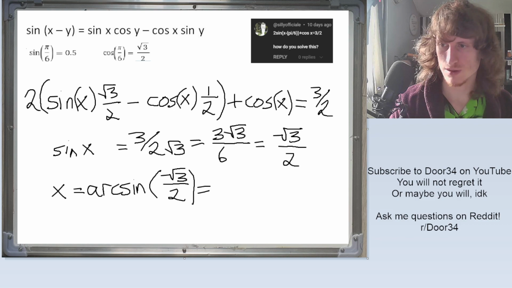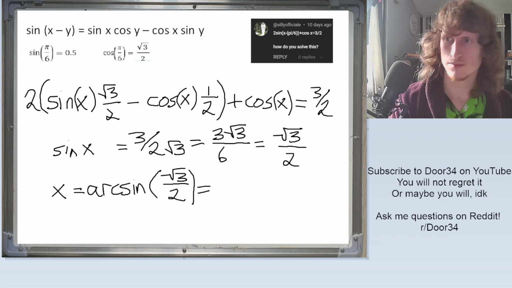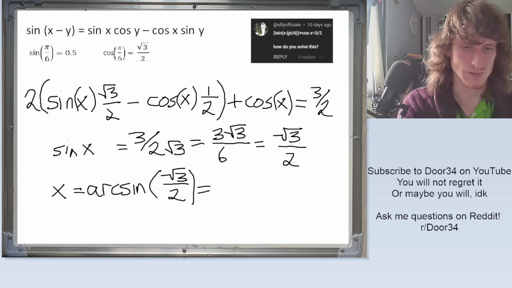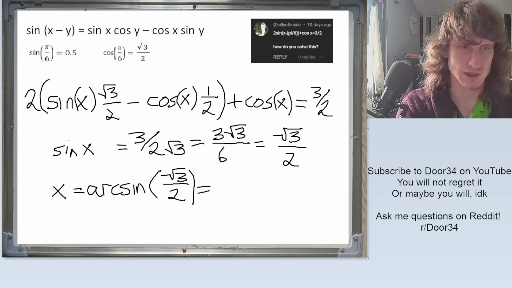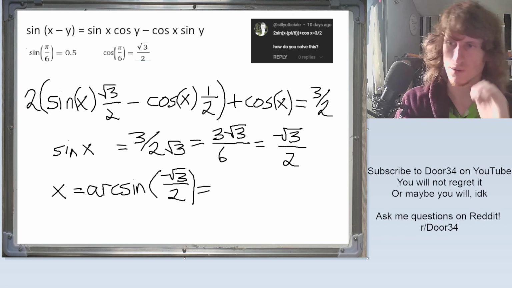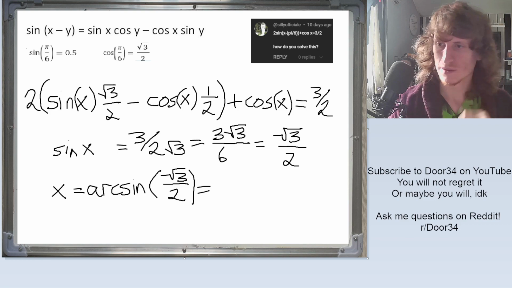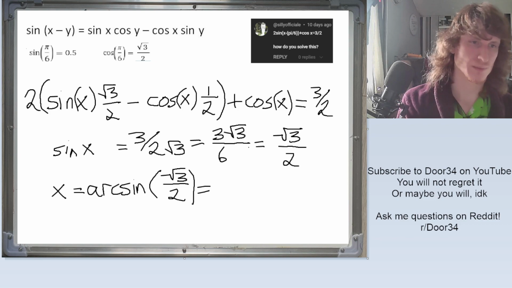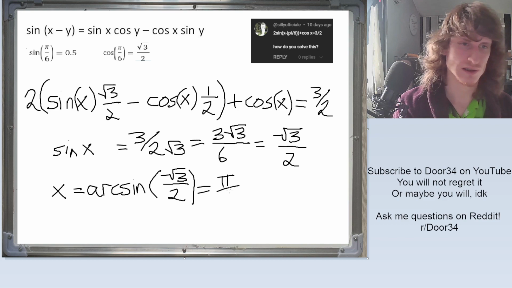Let me just double check that. Yeah. Believe so. Just double check. Arc sine of square root of 3 over 2. And yeah, this is equal to pi on 3. So that's how you'd go about solving this.